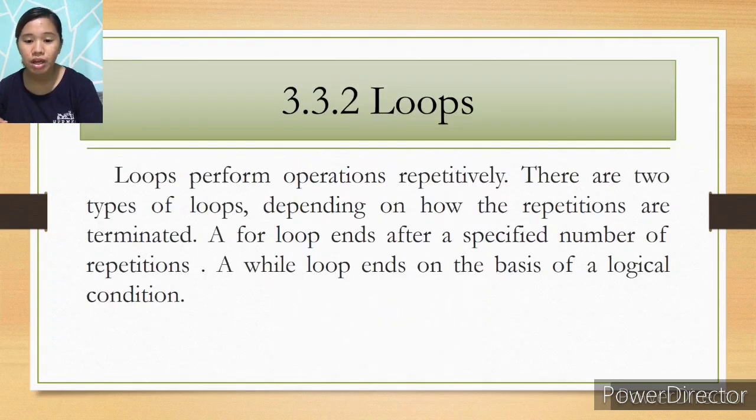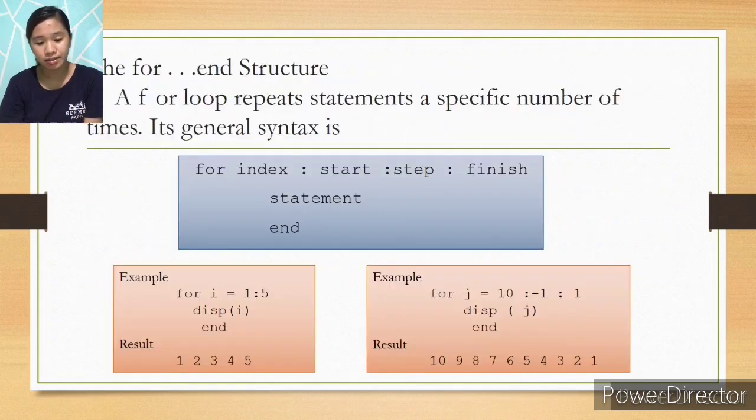So next we have loops. Loops perform operations repetitively. There are two types of loops depending on how the repetition is terminated. A for loop ends after a specified number of repetitions. A while loop ends on the basis of a logical condition. So, the for-end structure.